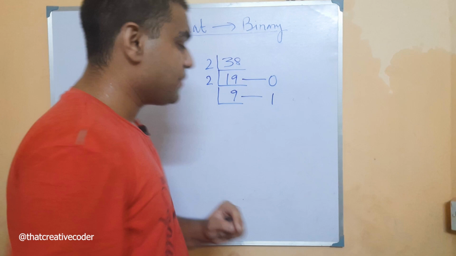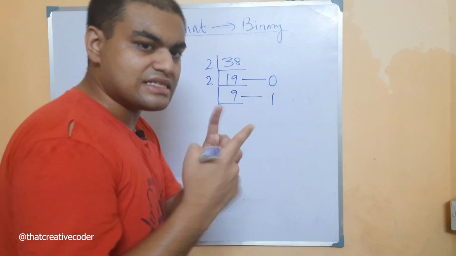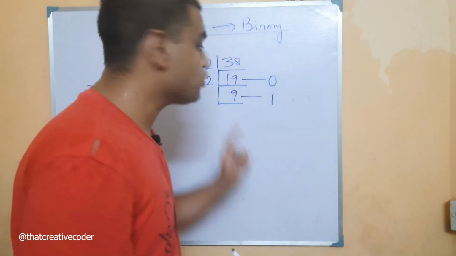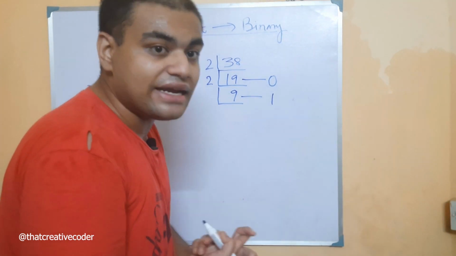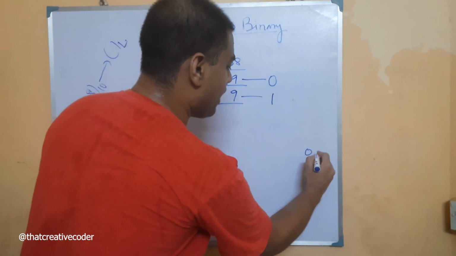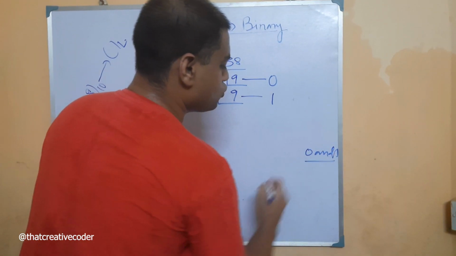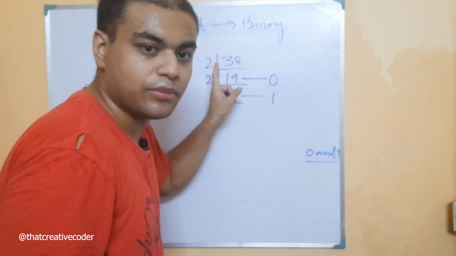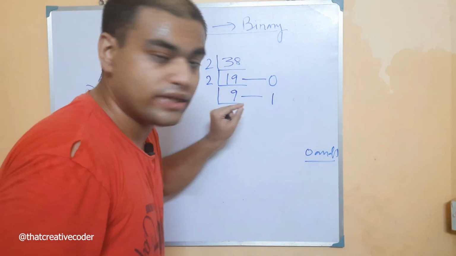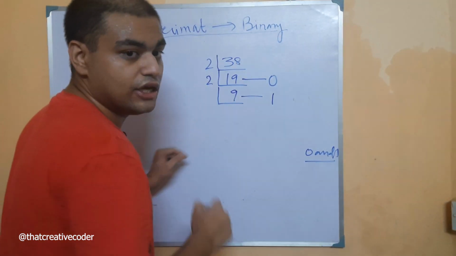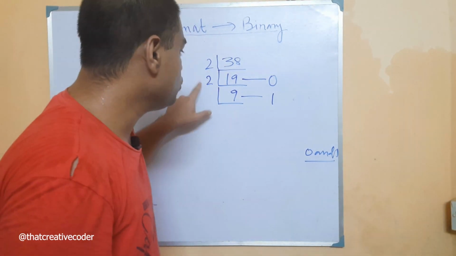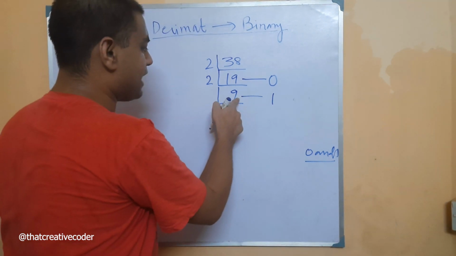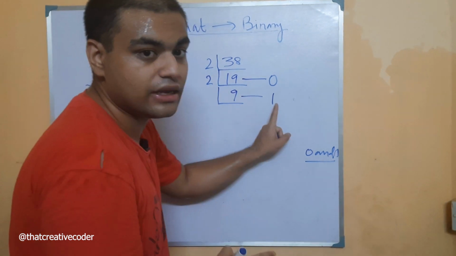Now note one thing, in every case we will get a 0 or a 1 as a remainder. We will not get anything apart from that, because since we are dividing by 2, in the binary number system we have only 0 and 1, right? So whenever we divide the quotient by 2, we will either get a 0 or a 1. So 2 nines are 18, and 1 is the remainder. We will note the remainder.